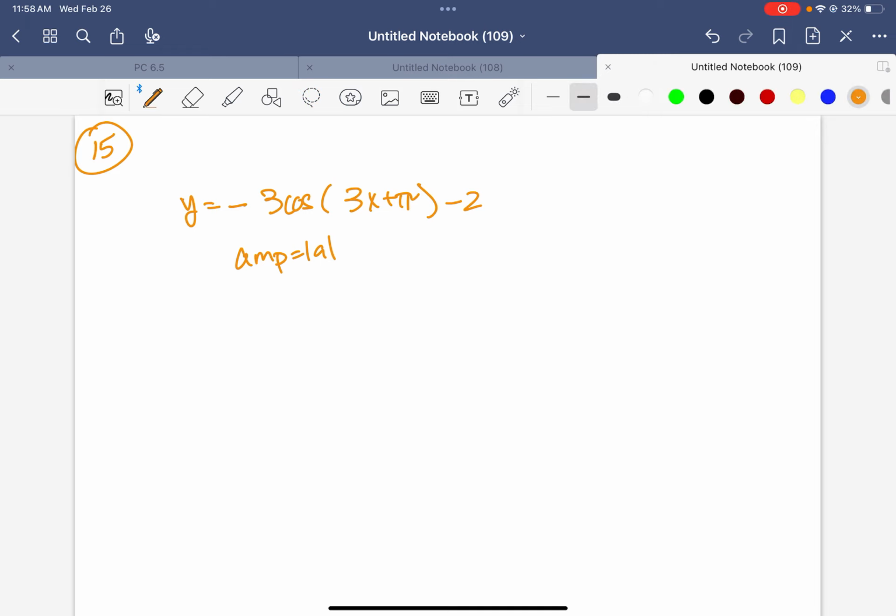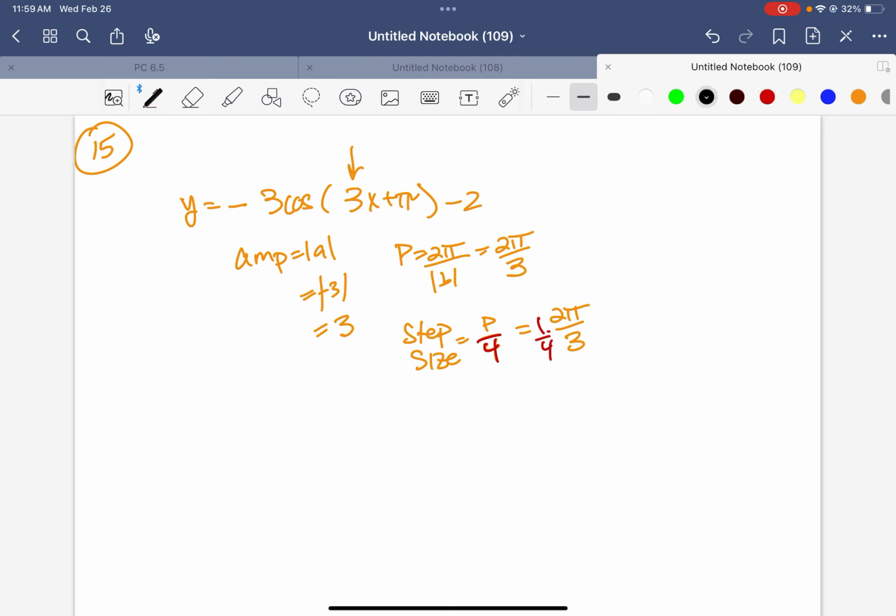So the number in front of cosine is a. So this is absolute negative 3, which is 3. B is the number in front of x, the coefficient of x. So that means that the period is 2 pi over absolute b. It's 2 pi over 3. So that means my step size, which is period divided into 4 pieces, is this divided into 4 pieces. So multiplied by 1/4, I end up getting 2 pi over 12, which is pi over 6.